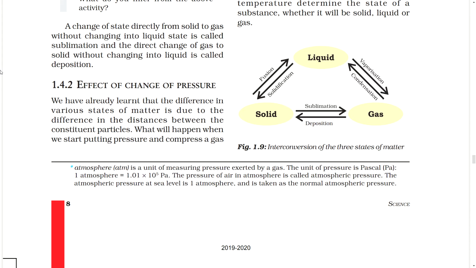Atmosphere, ATM, is a unit of measuring pressure exerted by a gas. The unit of pressure is Pascal, Pa. 1 atmosphere equals 1.01 times 10 to the power 5 Pascal. The pressure of air in atmosphere is called atmospheric pressure. The atmospheric pressure at sea level is 1 atmosphere and is taken as the normal atmospheric pressure.